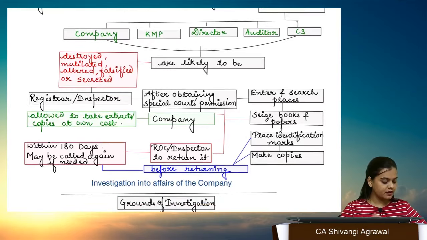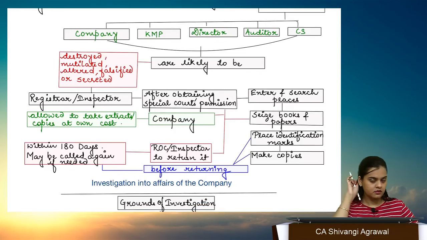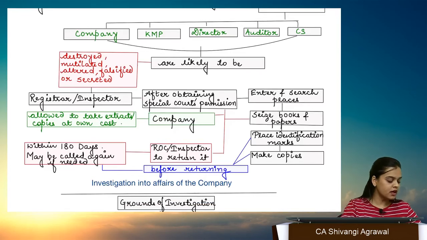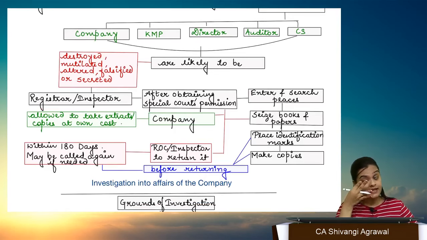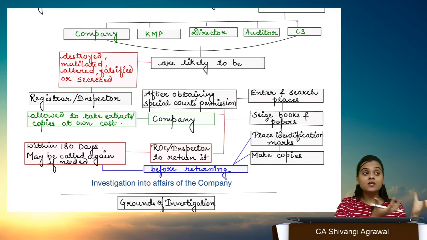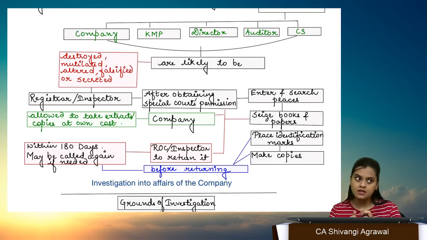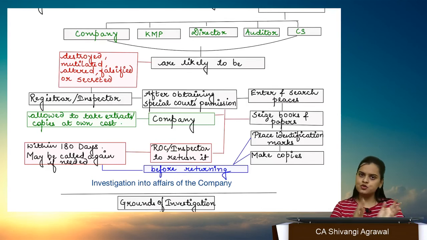In such situations, you go to the special court and obtain the permission of the special court, not of the CG, but of the special court. So the registrar or inspector, after obtaining the special court's permission, can enter the places, search and seize the documents. Seizing documents means you are taking the documents into your custody. When you are taking the documents into your custody, the company might ask for some photocopies. So you'll allow them to take photocopies and seize the documents and take them with you.